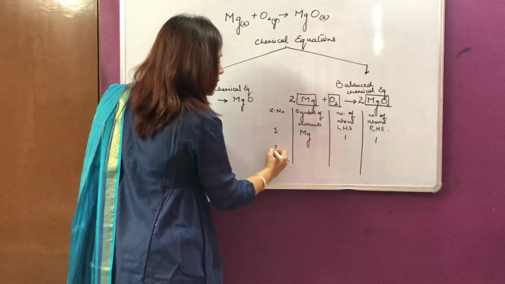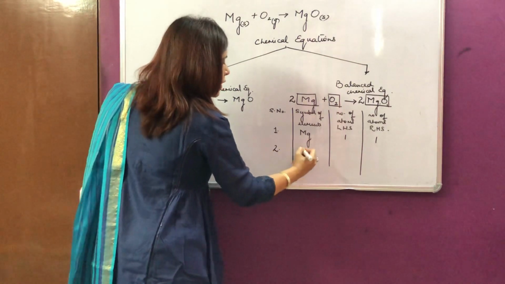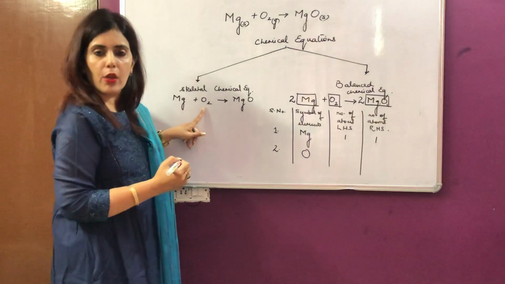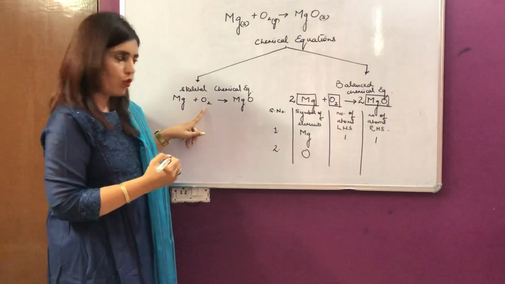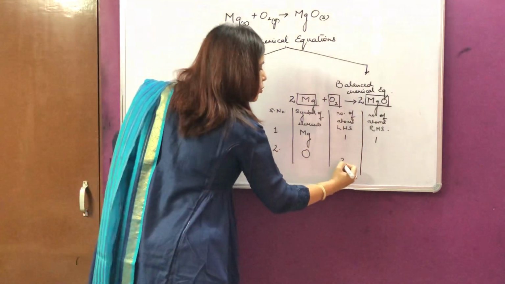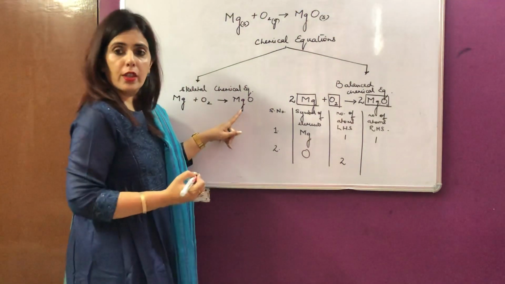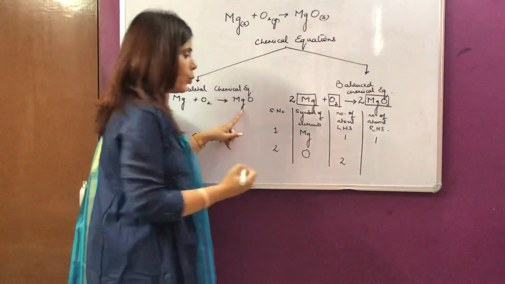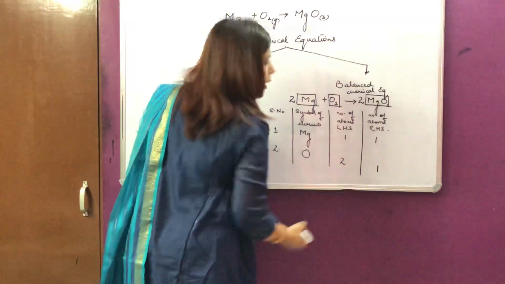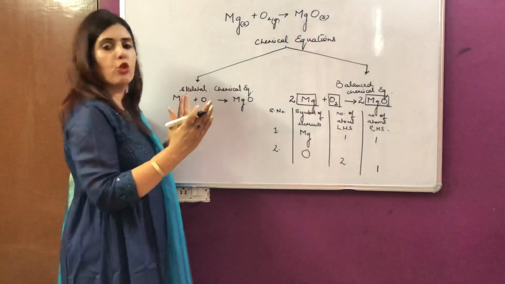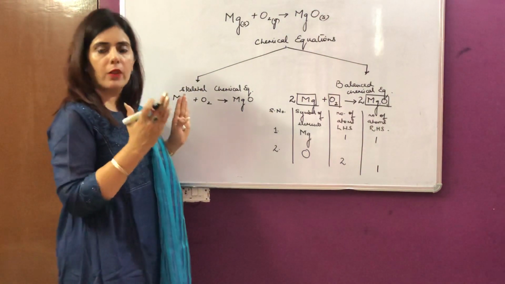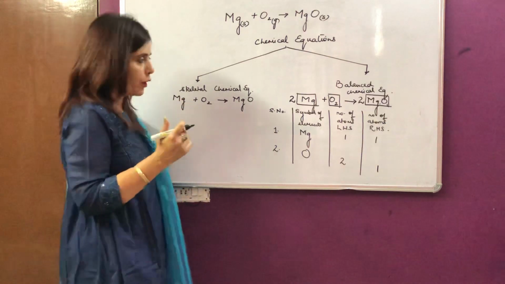The second element is oxygen. So, the number of oxygen atoms on the left hand side is 2. So, we write 2 here, and the number of oxygen atoms on the right hand side is 1. So, we write 1 here. And now this picture is very clear to you. Okay, where do we need to start the change from?